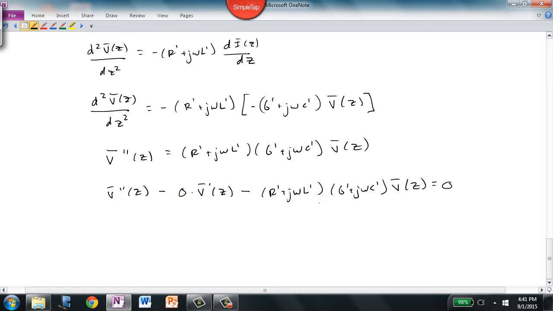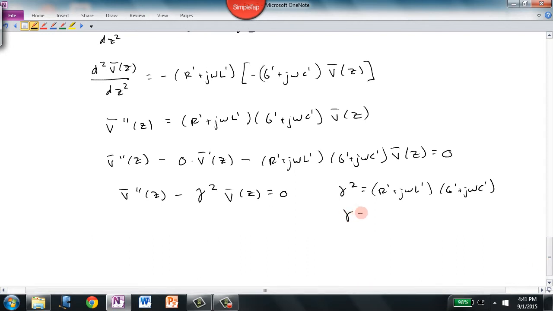And a lot of times this is just made more simple by writing V double prime of z minus gamma squared times V of z is equal to 0. And here we're saying that gamma squared is equal to R prime plus j omega L prime times G prime plus j omega C prime. We just did that substitution, and therefore gamma is just equal to the square root of the right-hand side of this, R prime plus j omega L prime times G prime plus j omega C prime. Just the square root of that whole term.